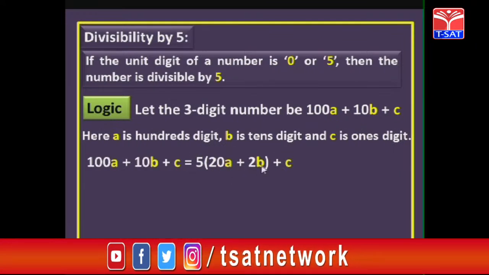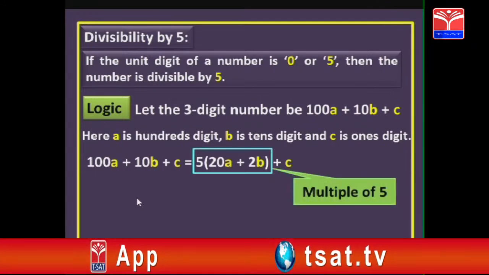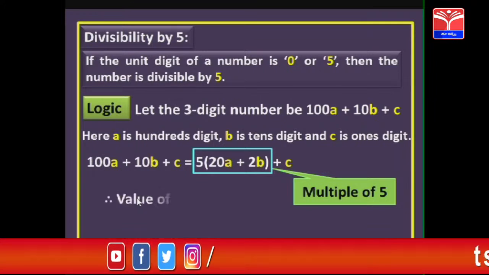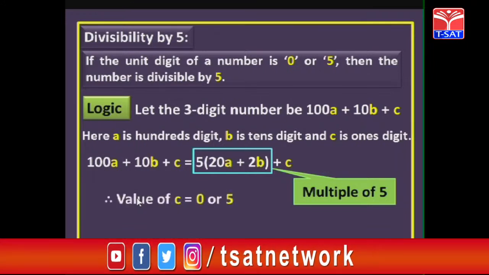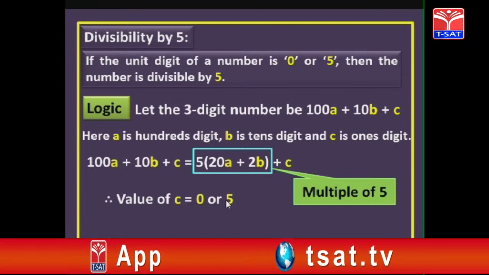If you notice 5 into (20A plus 2B), I can say it is a multiple of 5, because it is 5 into something. So, 5 into any number is nothing but a multiple of 5, which means it is divisible by 5. Now, what is the number which is left? Yes, plus C. So, the value of C should be either 0 or 5. So, this is the logic behind this statement, children.